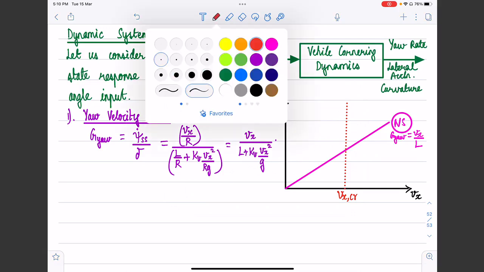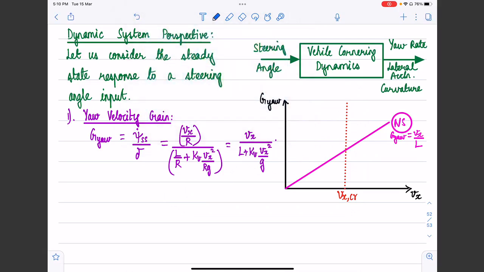However, if we look at the oversteer vehicle, the yaw velocity gain will be much higher than the understeer vehicle, but there is a problem. As we go closer and closer to the critical speed, asymptotically, yaw velocity gain will go to infinity, and that is something which is undesirable. So this is a limitation with an oversteer. And if we consider an understeer vehicle, it essentially will be like this.